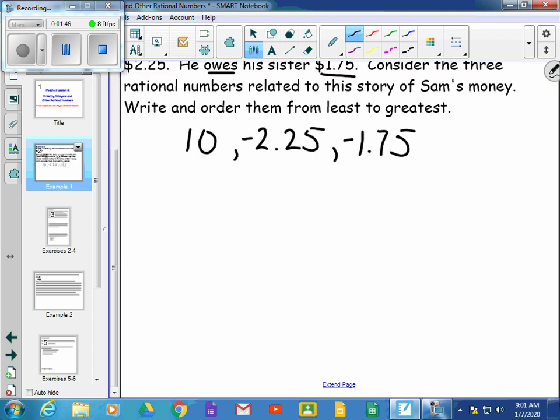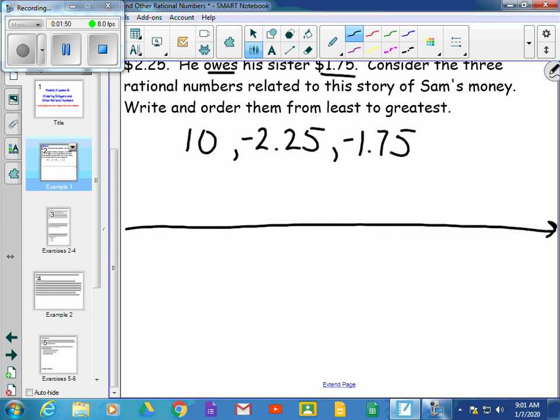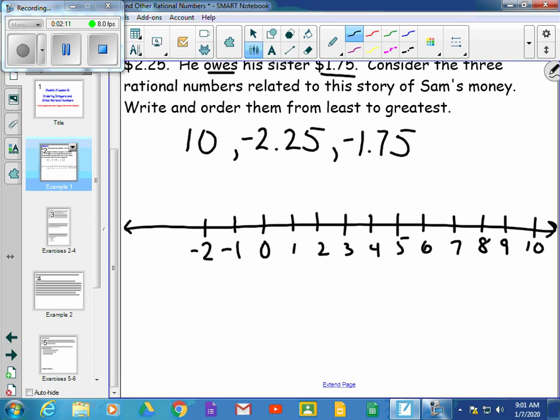Now, we want to put those in order from least to greatest. And a great strategy to use is to draw a number line. Now I'm going to put 0 right there, and I'm going to go by an interval of 1. And I'm going to include my negative numbers over here, also going by an interval of 1. Then I'm going to plot those 3 points on there. Well, 10 is way down here.